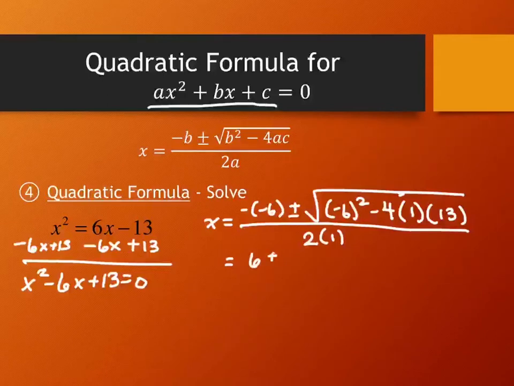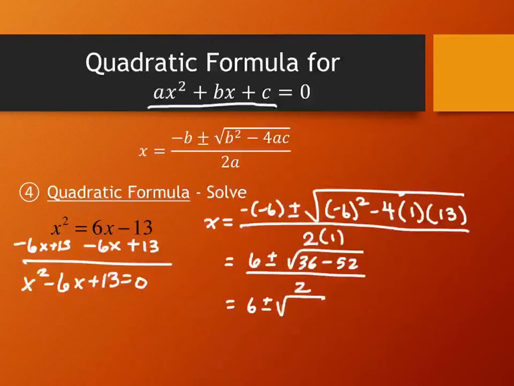So this gives me 6 on the outside, plus or minus the square root of 36 minus, and then 4 times 1 times 13 is actually 52, over 2 times 1, which is 2. All right, so that's 6 again, plus or minus 36 minus 52 is negative 16, all over 2. And then the square root of negative 16, well, the square root of negative is going to give me an i. The square root of 16 is going to give me a 4. So this is 4i over 2, all over 2, right?